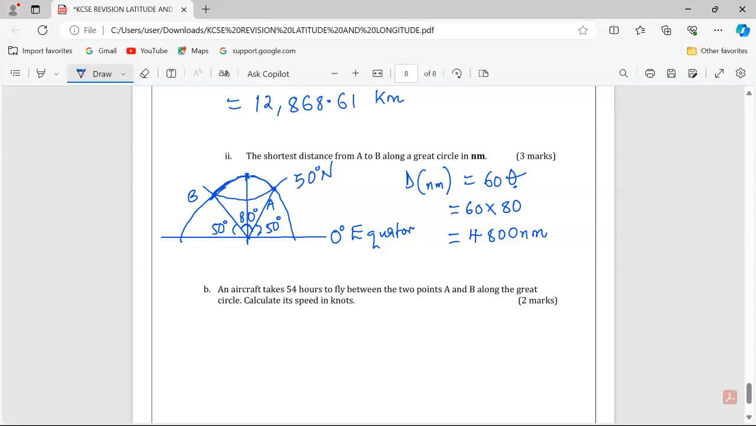When speed is described in knots, it means, because generally speed is distance out of time, then the distance we are talking about here should be in nautical miles for the speed to be in knots. Therefore, we need to take distance in nautical miles, 4800, divided by hours, which are 54. And when you simplify this, you're going to get 88 and 8 out of 9 knots. So this will be the speed for the aircraft.